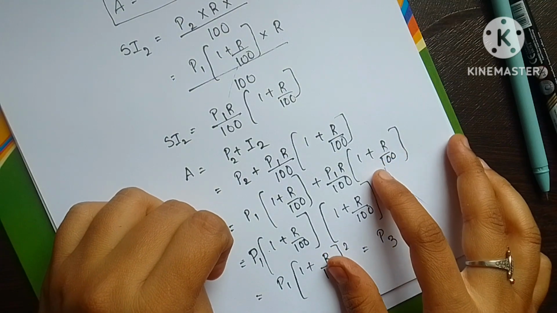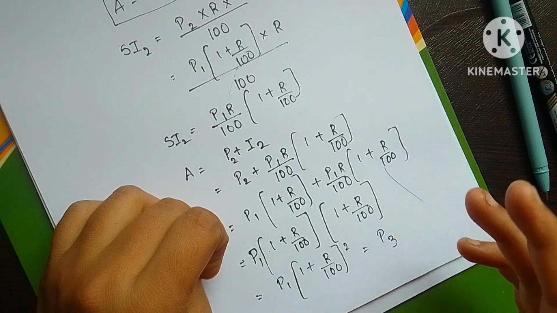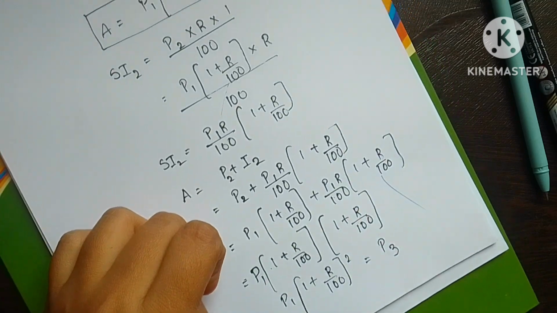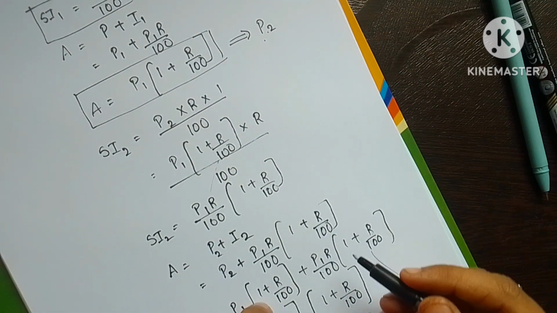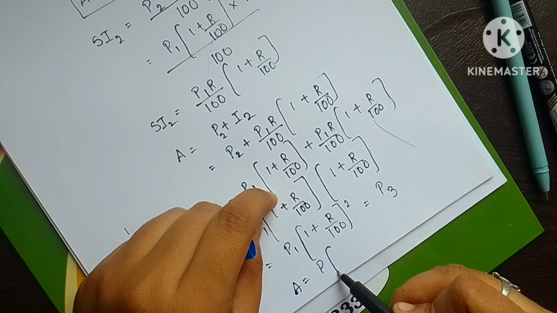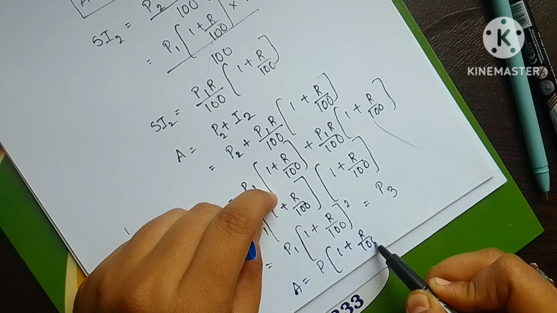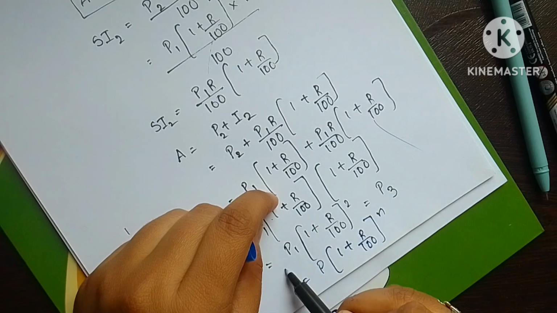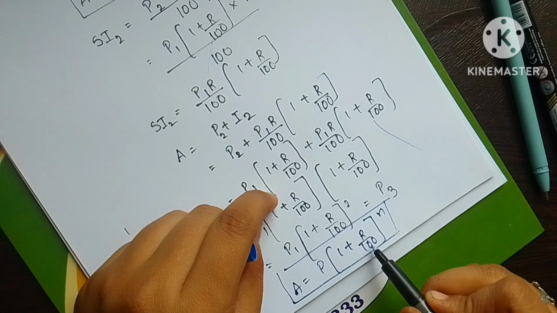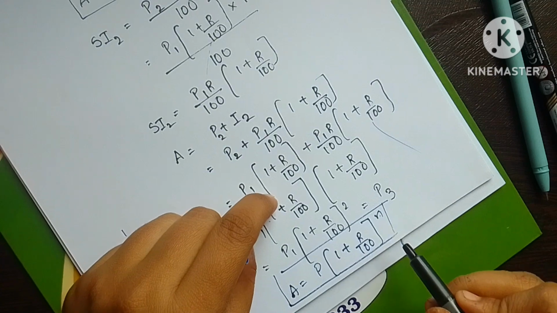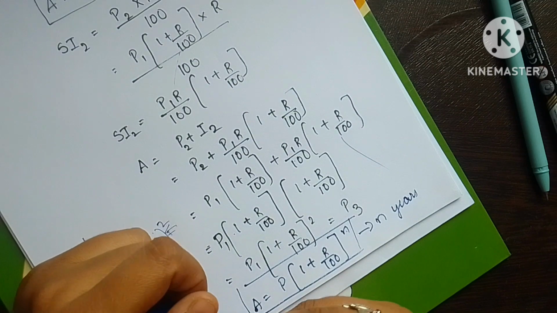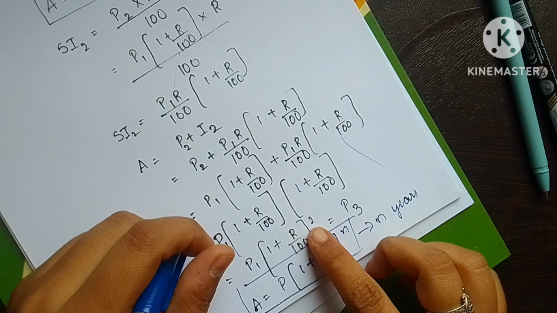So if the question asks to calculate the amount for n years, what is the formula? Amount is equal to P into 1 plus R by 100 whole to the power of n. This is a very important formula for n years. N years means we don't know, it could be 3 years, 4 years, 5 years, 10 years. Like for 2 years, in the place of n we will take 2.